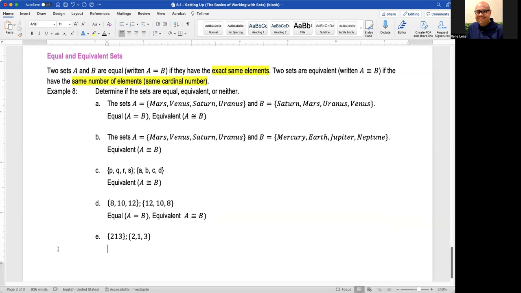And this one, hopefully you got this one. This one's neither. This is one number, 213, and these are the numbers 2, 1, and 3. So not the same. They do not have the same elements, and their cardinal number is different. This cardinal number is 1. This cardinal number is 3. And that's it. So I hope you got everything.